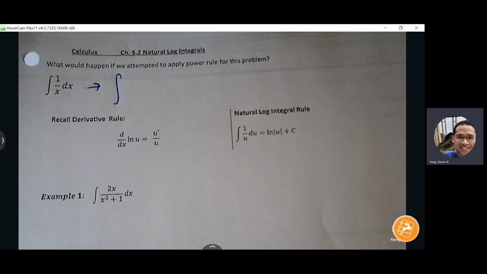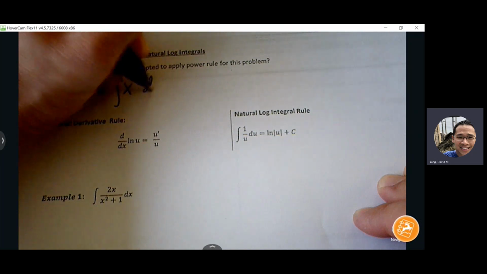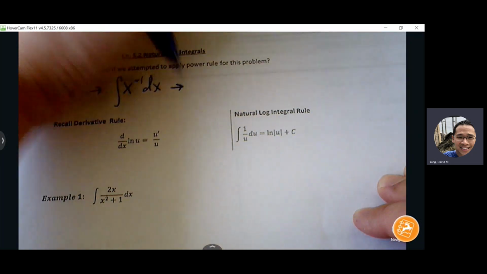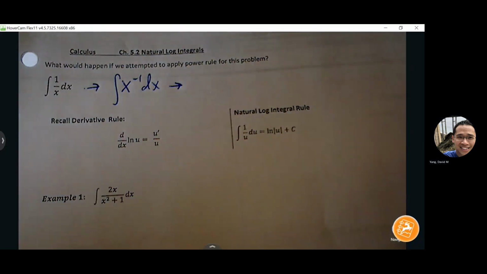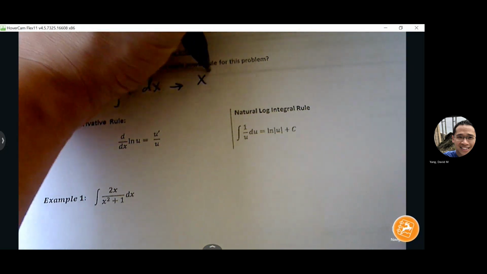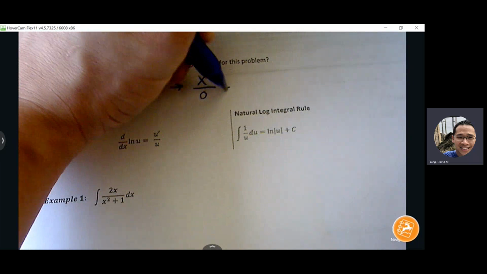First, you have to make what adjustment? Yeah, bring x up to the top. If the x comes up to the top, what does it become? X to the -1 dx. Okay, so let's attempt to do power rule with this problem. What do we get? X to the 0 over 0. What's the issue?